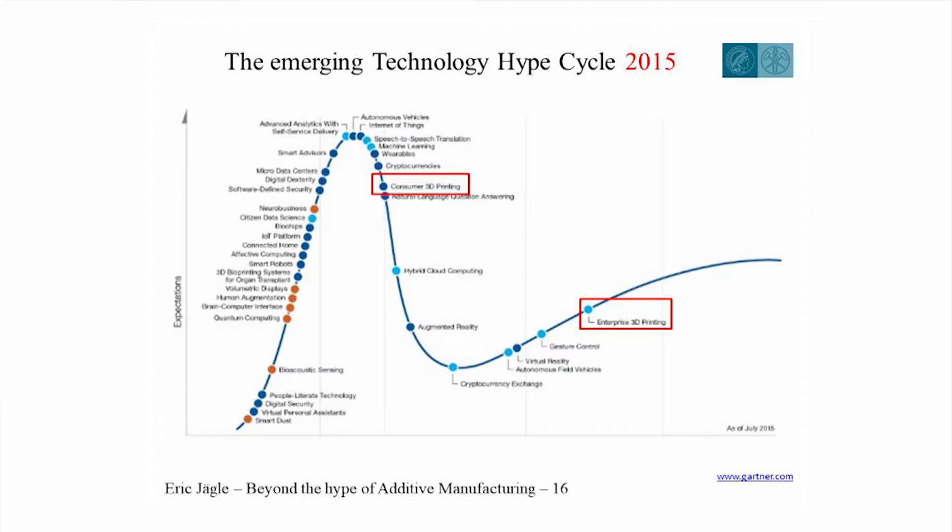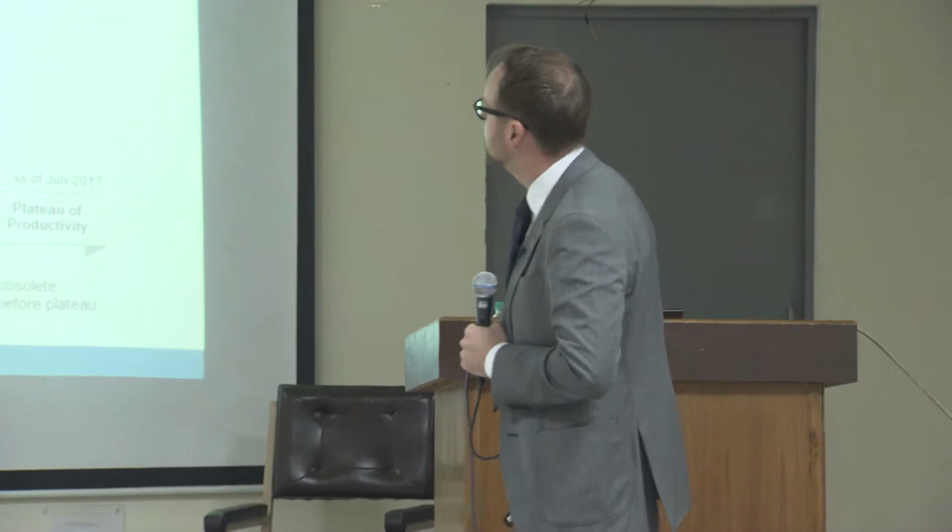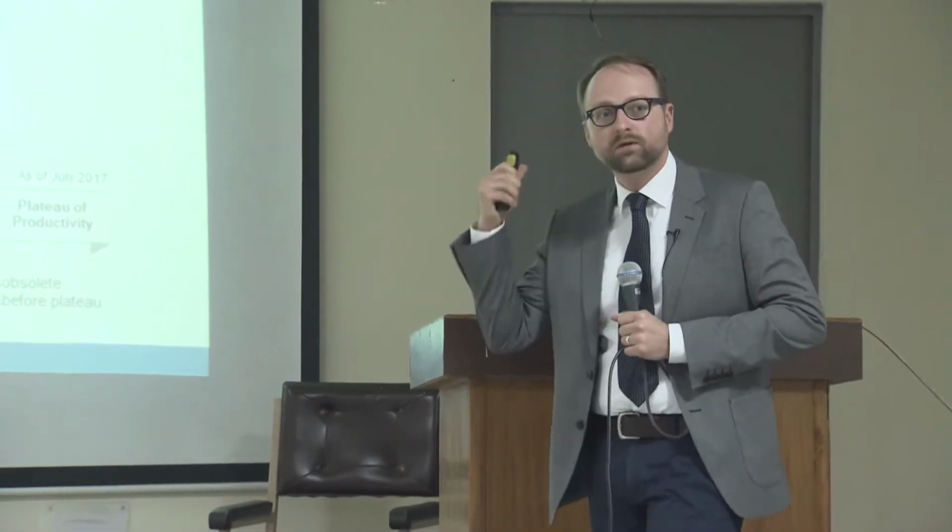And so when we now look at the hype cycle, you would expect 3D printing to be at the very top of the peak. It's actually not there. In summer 2015, two years ago, when it was published, consumer 3D printing was already falling down towards the trough of disillusionment, and enterprise 3D printing was rapidly ascending the slope of enlightenment. And what about 2017? What about today? Well, it's not to be found. We find 4D printing, and I will talk about that later, but we don't find 3D printing at all anymore.